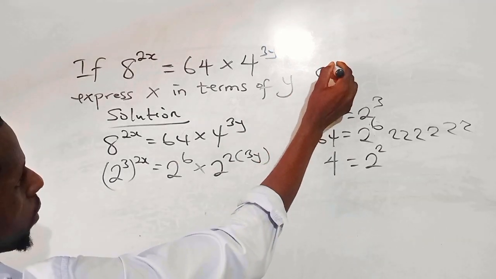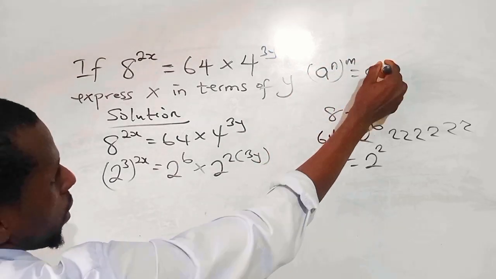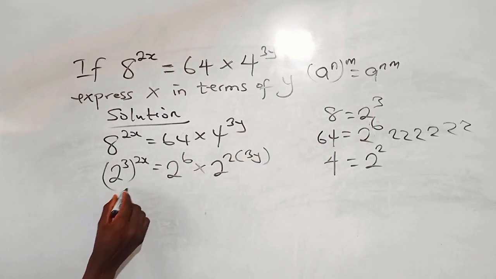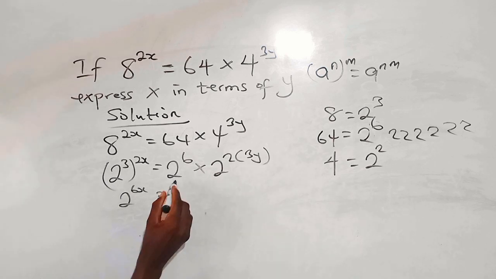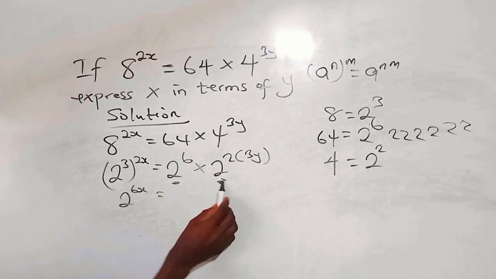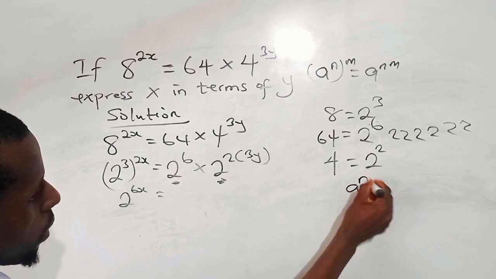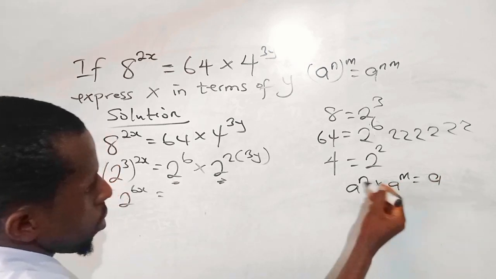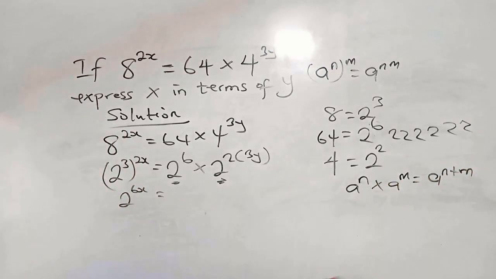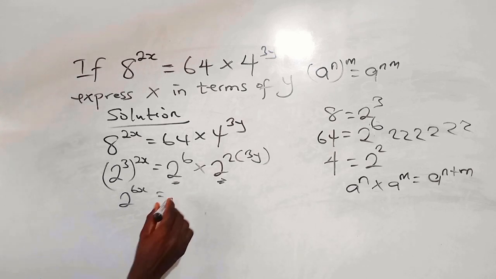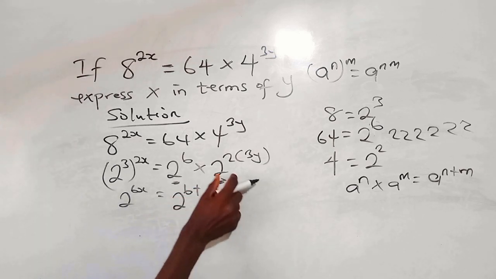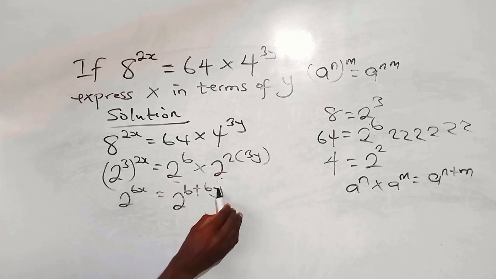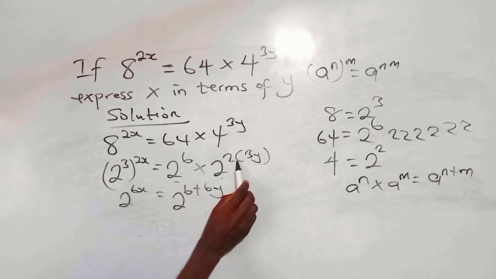So when I have a raised to power n into m, I say a raised to power n times m. So when you apply this, you have 2 raised to power 3 times 2x is 6x equals, I have the same base. So when you have the same base, a raised to power n times a raised to power m, since the base is equal, you pick out 1 and you add the indices, the powers. So when you apply this, I have 2 raised to power 6 plus, for here I have this to be 6y, since 2 times 3y is 6y.